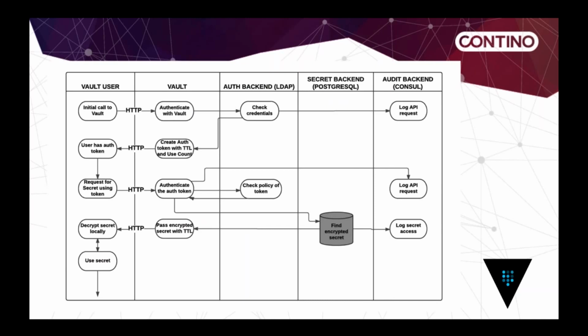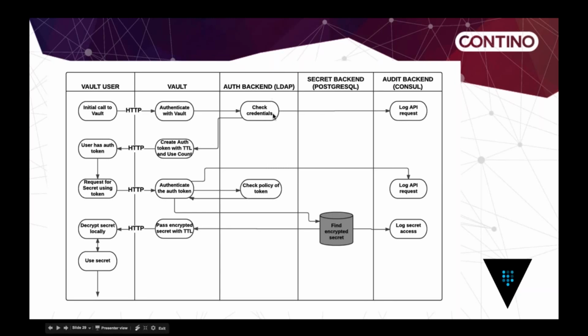So, an example interaction with Vault. A Vault user would make an initial call to Vault and authenticate. Vault would then check the credentials in the auth backend, which in this case is LDAP. That API request would be logged in the audit backend, which in this case is Consul.